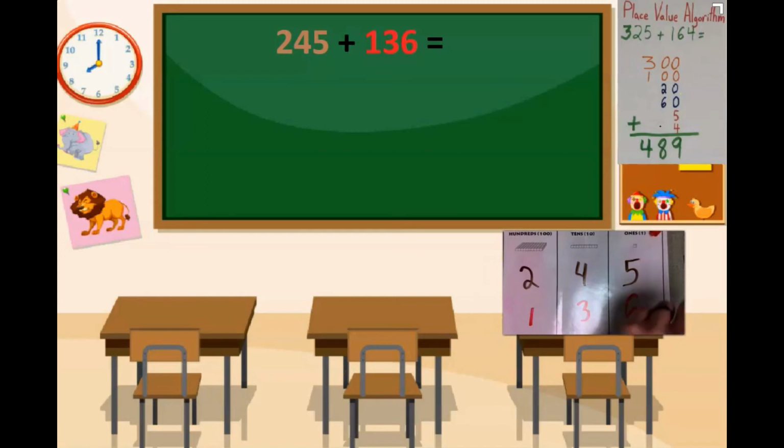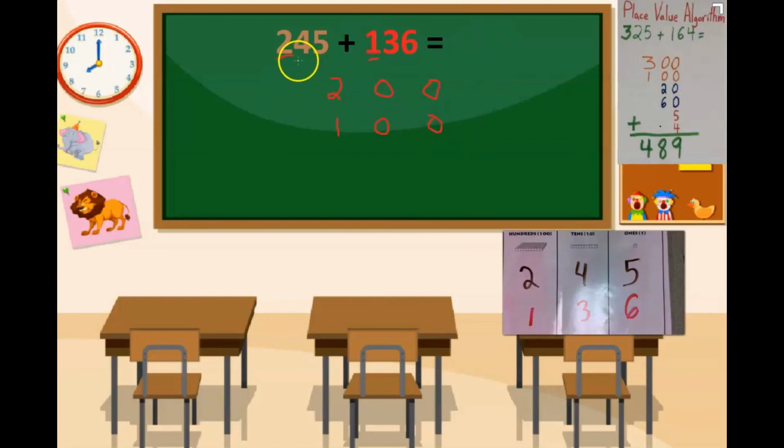So let's start with our hundreds. We've got 200 and 100. So 200, I space it out nicely so I can see each place value. 200 plus 100. I have 100. Then I'm going to go to the next place value.